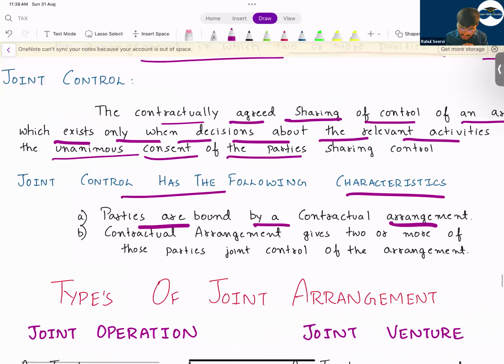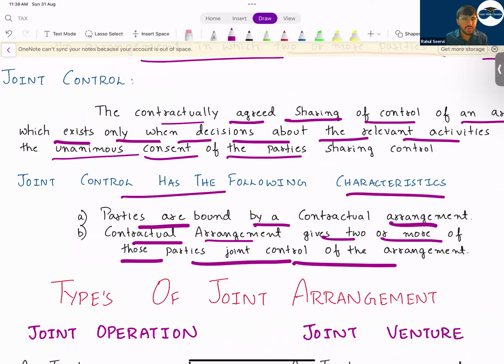Parties are bound by the contractual arrangement. The contractual arrangement gives two or more of those parties joint control of the arrangement. That means they'll have joint control. Joint control means what? Consent of both the parties is required.